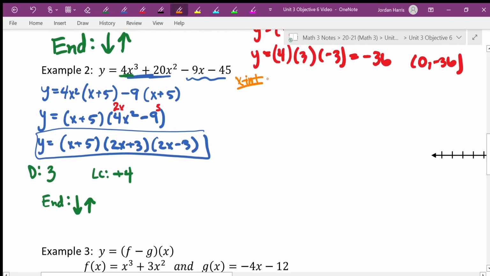Okay, so we need our x-intercepts. Set y equal to 0. So the first one's easy. The next two take a couple extra steps, right? We're going to end up with fractions, actually, on these. So every once in a while, you will end up with fractions.